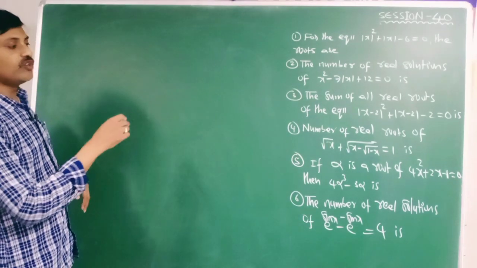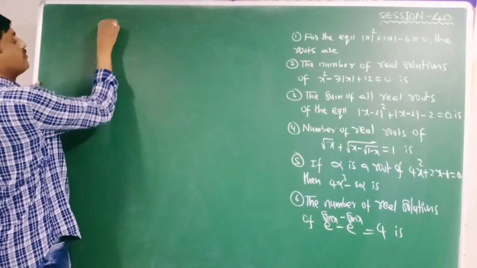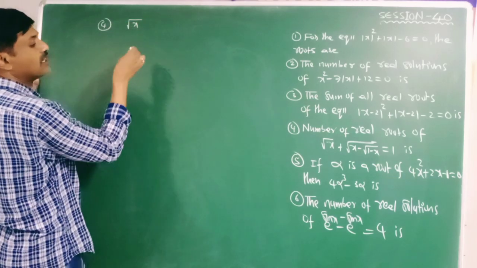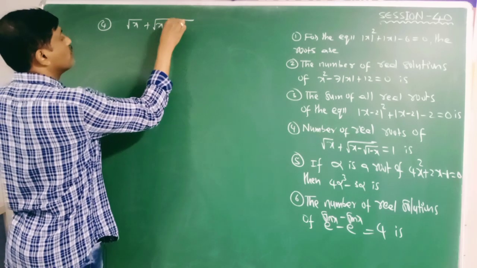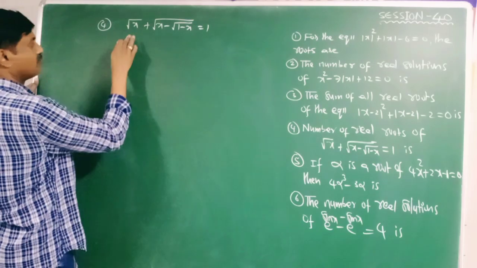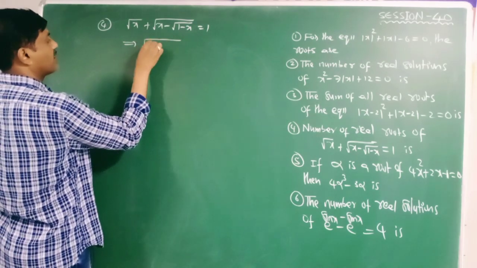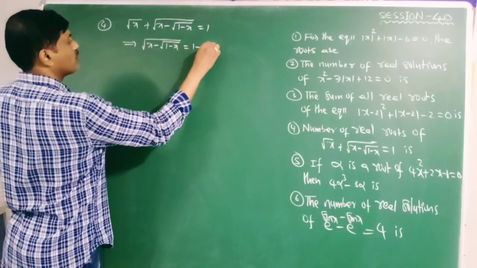As students move on to the next question, the fourth one: the number of real roots of, we have to find the number of real roots, root x plus root over x minus root over 1 minus x is equal to 1. Now root x goes to that side, so root over x minus root over 1 minus x is equal to 1 minus root x.